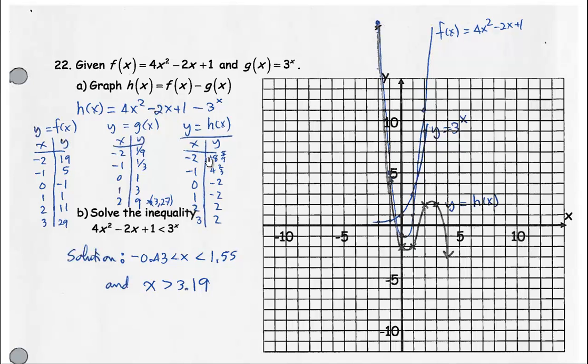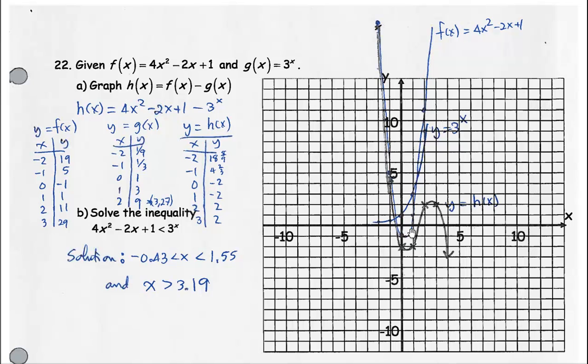So 19 minus 1/9 is 18 and 8/9. 5 minus a third is 4 and 2/3. Negative 1 minus 1 is negative 2. 1 minus 3 is negative 2. 11 minus the 9 is 2. And 29 minus 27 is 2 as well. And so this would be my h of x function.